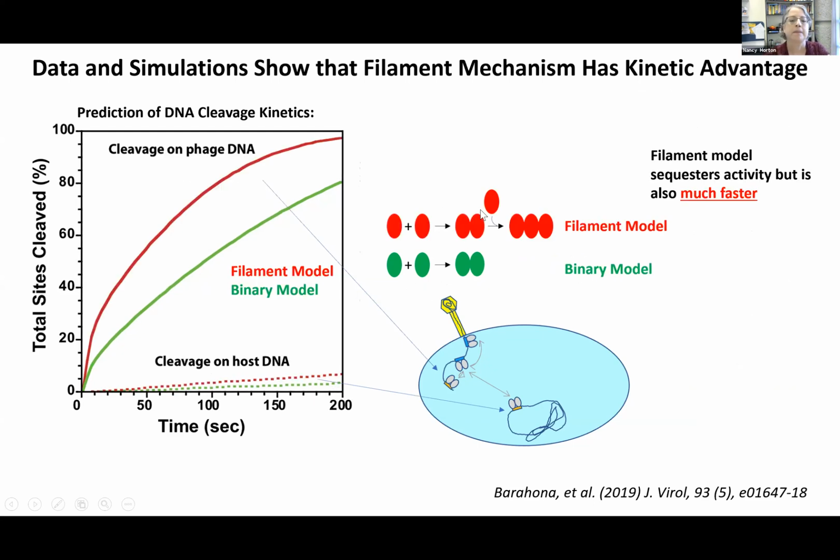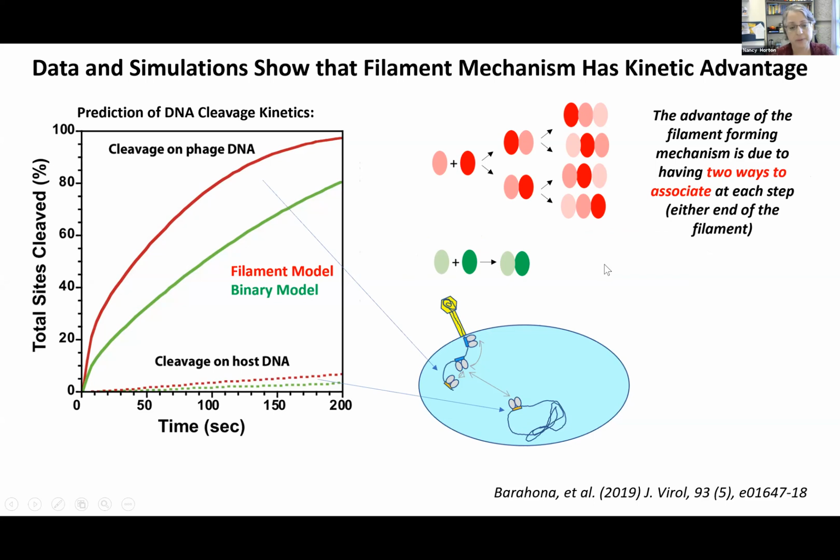So why a filament? When we run the simulation with the filament, we see that DNA is cleaved much more rapidly. We still get good sequestering of activity. We still get very low predicted cleavage on the host, but the filament mechanism is much faster. Part of the reason is that every time 2 species associate, there are basically two choices, so multiple ways to come together. There's also no competition. You can imagine if it just came together into a system of two, then these two on primary site would preferentially assemble and leave out the secondary site. So we don't have competition between species in the filament model.